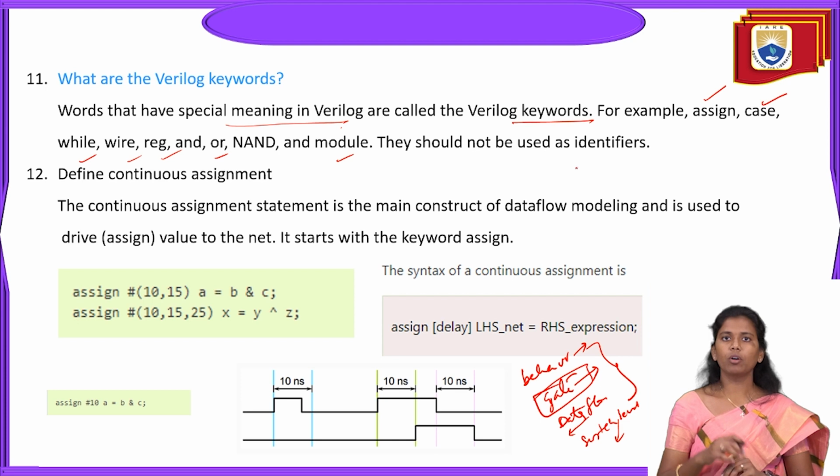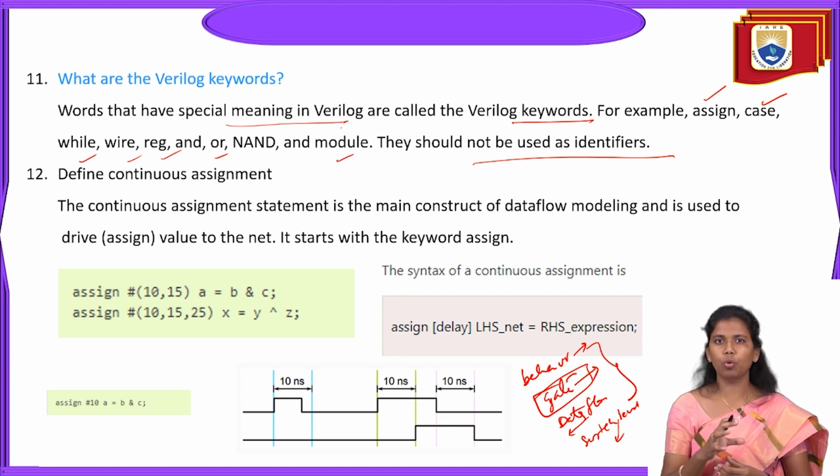They should not be used as identifiers. Remember that when you are representing parameters in the module, those should go only as keywords, but not identifiers. No keyword acts as an identifier. Identifiers are different from keywords.